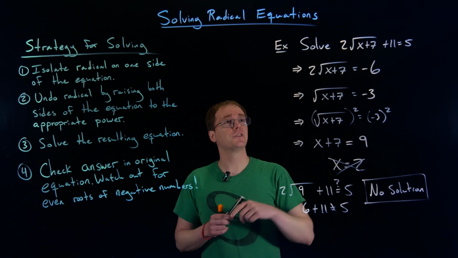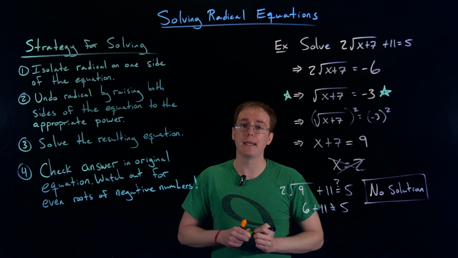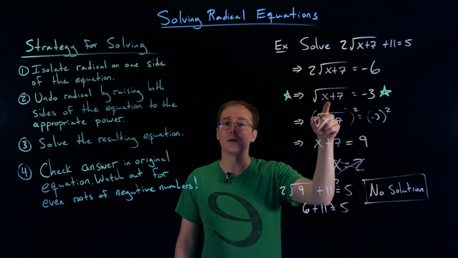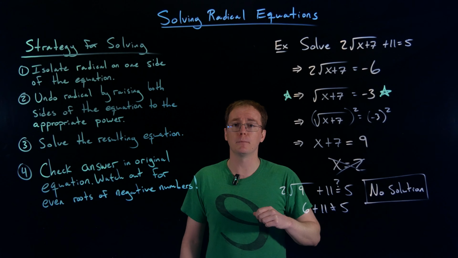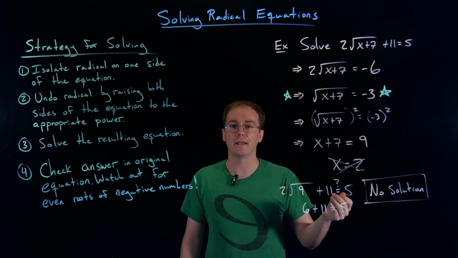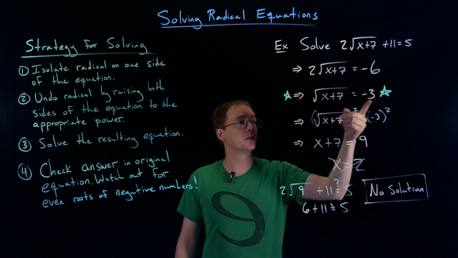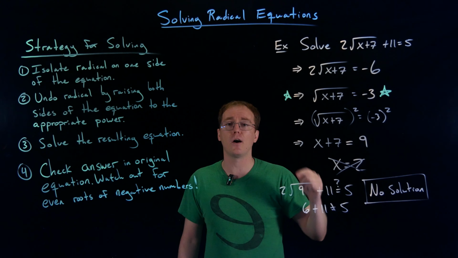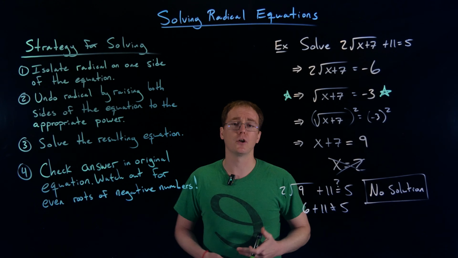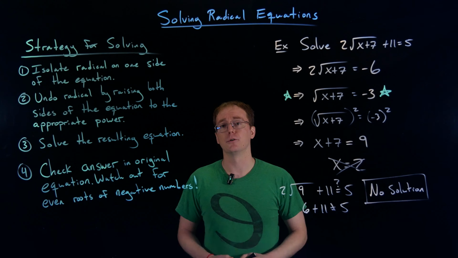After doing some manipulation and modifying our equation, we got to this point that said the square root of x plus 7 is equal to negative 3. But if we think about how these square roots operate, square roots always spit out positive numbers. So there's no way the square root of x plus 7 could be equal to negative 3. So at that point, we could have stopped and been like, hey, this is an impossible situation. We're not going to have any solution to this situation. So our equation must have no solution.